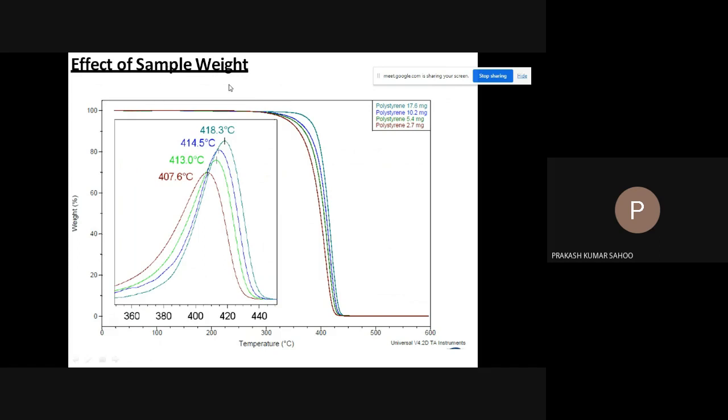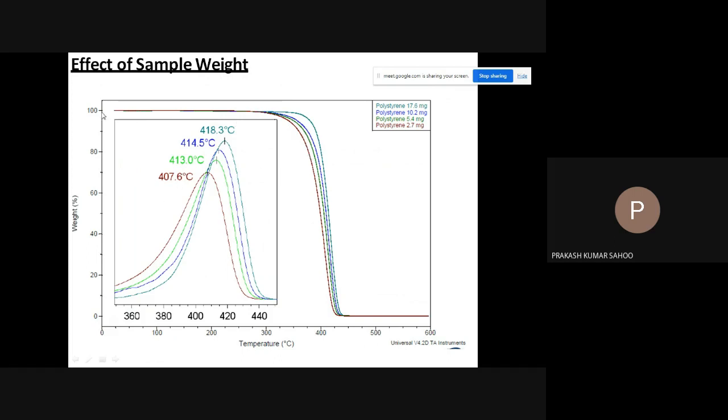Then the effect of sample weight. If the sample weight is more, then the fast decomposition temperature may be higher. So for the green color, this one is 418.3 degrees centigrade, and this is for 414.5 degrees centigrade. The third one is for 413, and the fourth one is for 407.